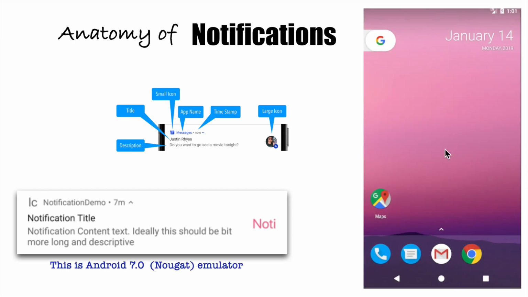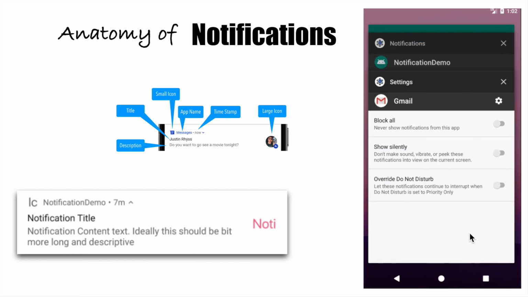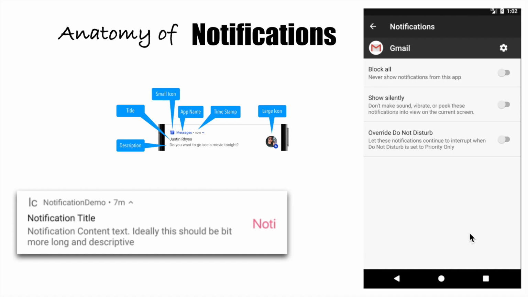So what you are looking at now is the Android 7.0 emulator. On this, if you go to any app's notification settings, you will see that there are options like blocking all the notifications, showing them silently, or overriding do not disturb. You can actually access these options even from the notification itself when it comes.